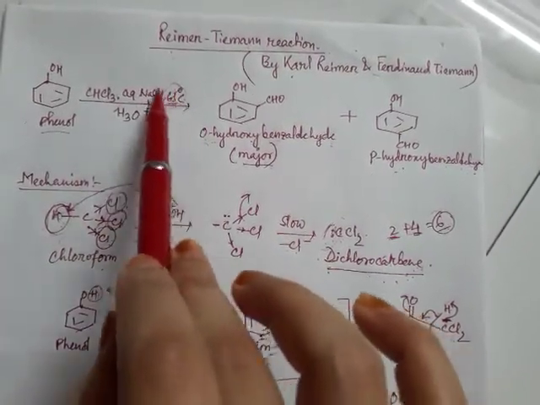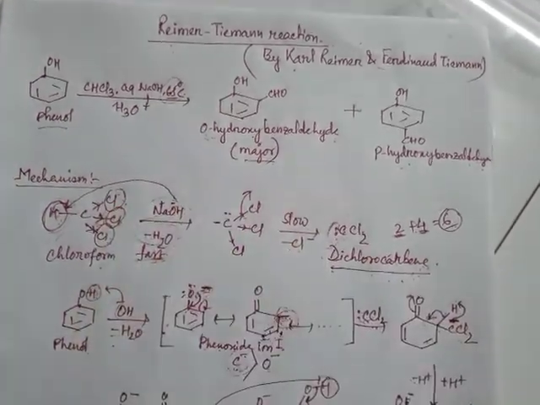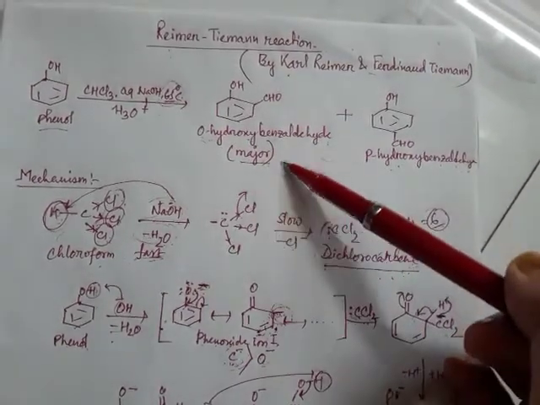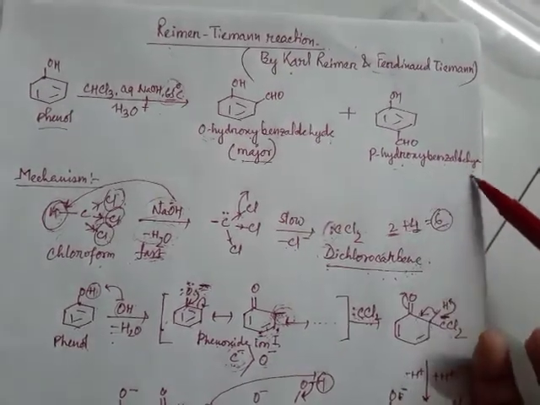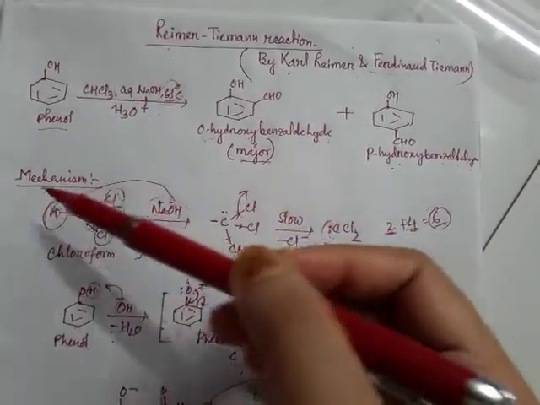the reaction medium is heated to about 65 degrees Celsius, and upon acidic hydrolysis we can have our products, like ortho-hydroxybenzaldehyde as a major product and para-hydroxybenzaldehyde as our minor product. So now let's talk about its mechanism.